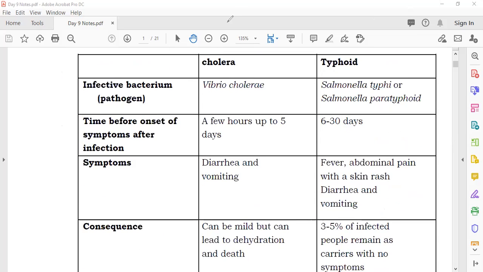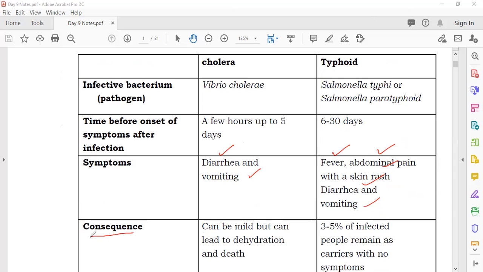After that, what are the symptoms that appear in a person? I told you, it is diarrhea and vomiting in cholera, and in this you have fever, abdominal pain with a skin rash, diarrhea and vomiting too. So these are the symptoms.